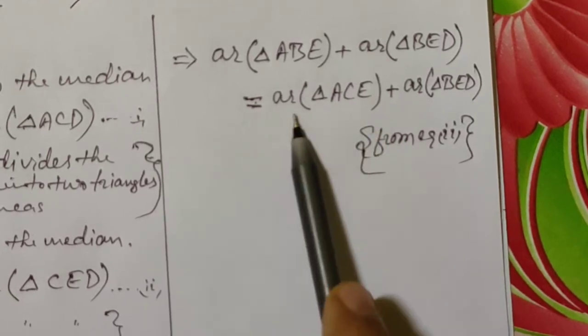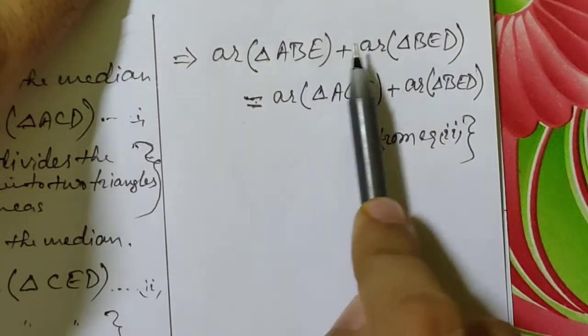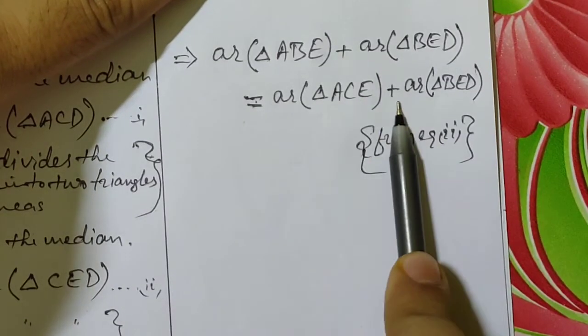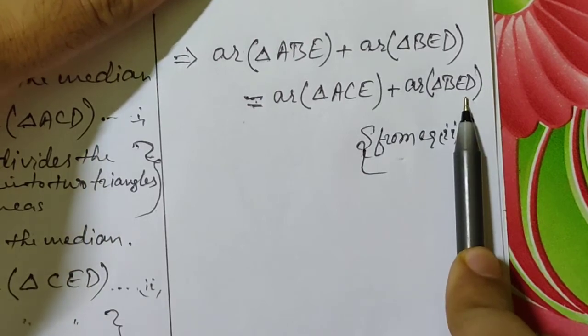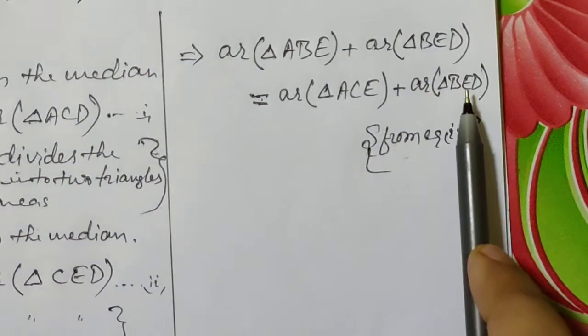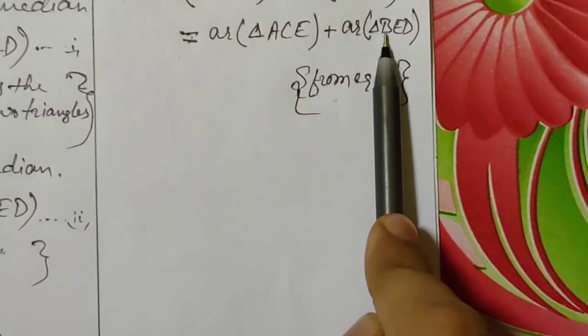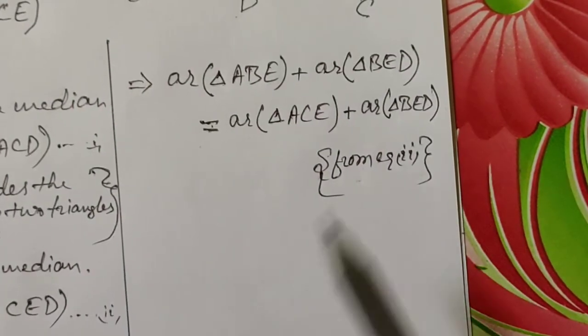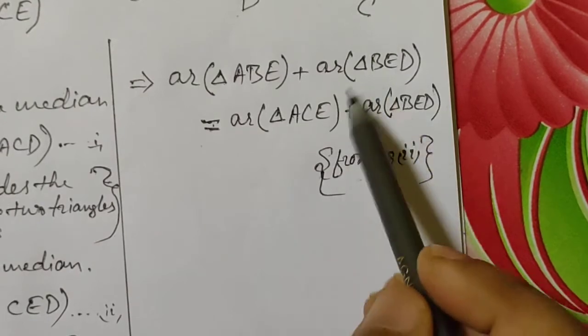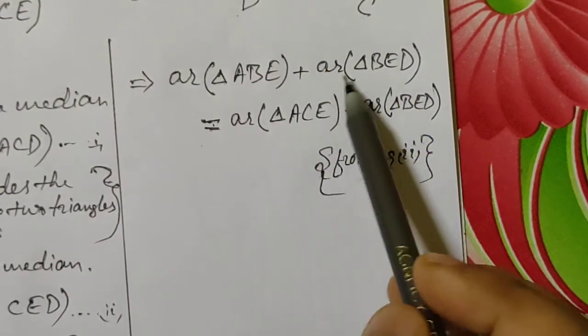So area of triangle ABE plus area of triangle BED is equal to area of triangle ACE plus area of triangle BED. I had replaced the area of triangle CED with BED. Now we can easily see that on both sides we have the same term in the sum, so we can easily cancel these two.